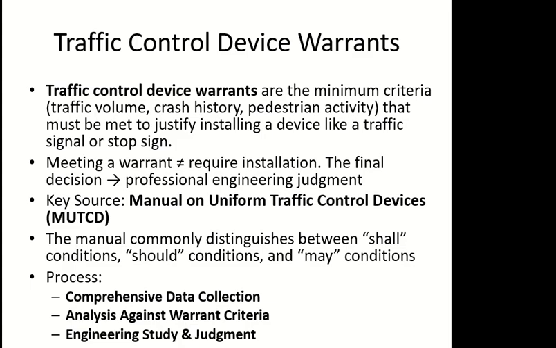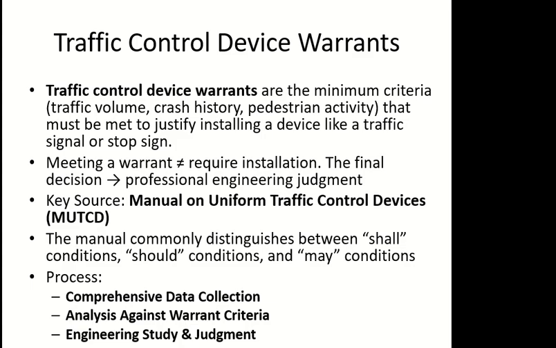Now, from where do I find these criteria, the warrants? It is given in a manual, which is called the Manual on Uniform Traffic Control Devices, in short MUTCD. So MUTCD contains the conditions for all traffic control devices. According to the manual, the warrants or conditions for traffic control devices are divided into three types.